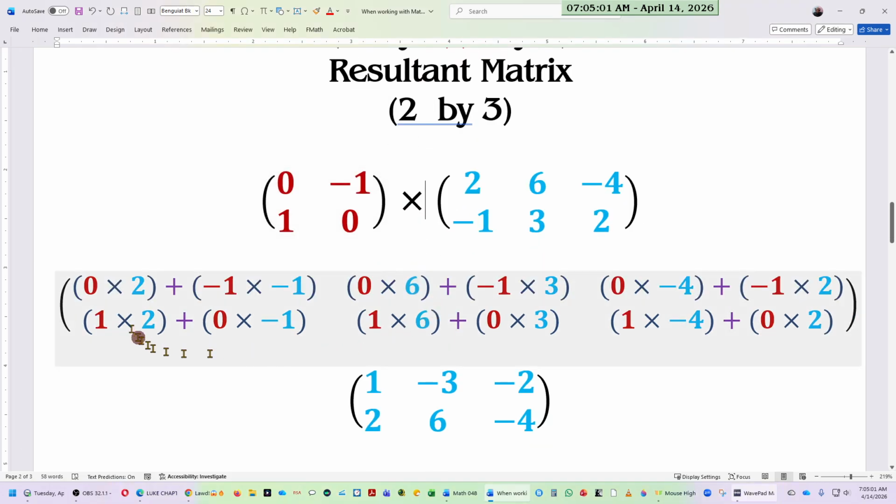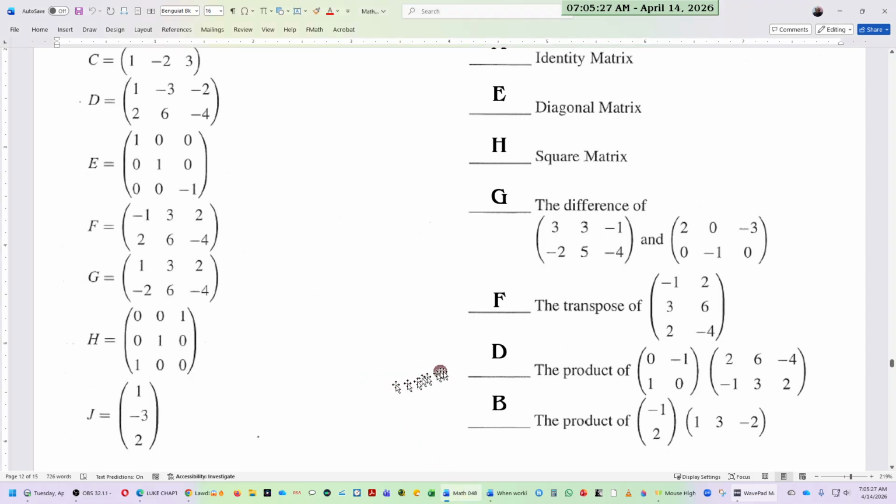So what happens is when we take the 0 and multiply it by 2, you get 0. Minus 1 times minus 1 is 1. And so you're going to get 1. So we are adding these two products. And so this is what we're going to get. You can pause the video if you need to study this in greater detail. So that's 1, minus 3, minus 2, 2, 6, and minus 4. So that's what we're looking for in the matching, and that's going to be D.